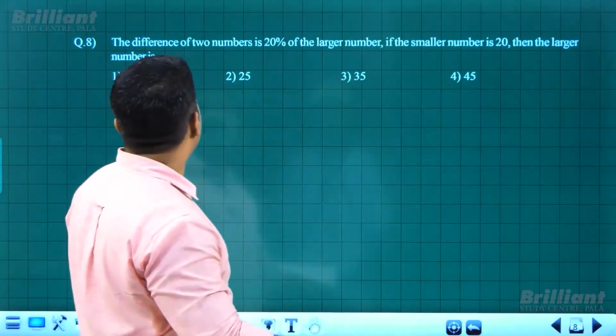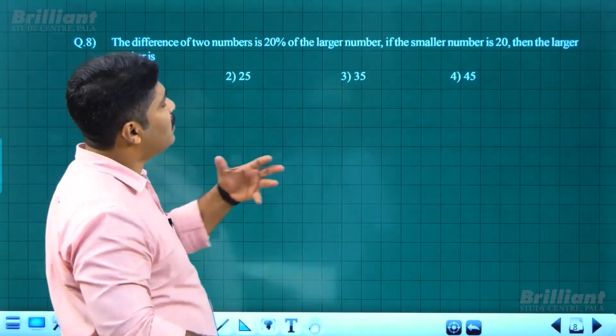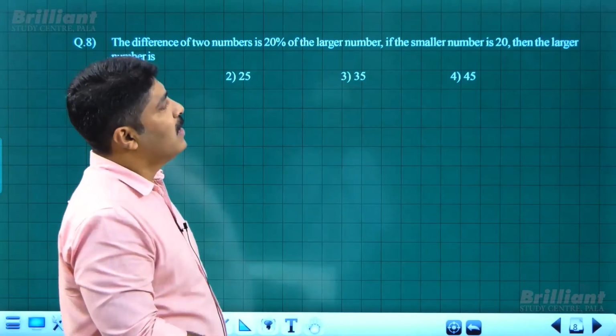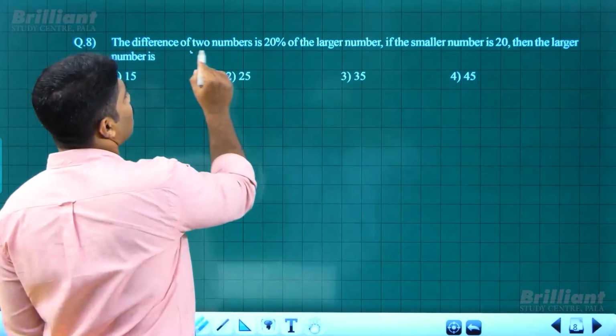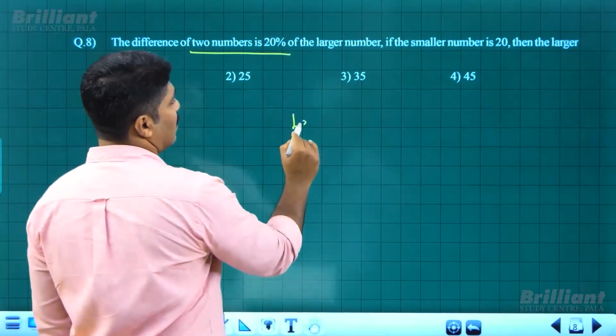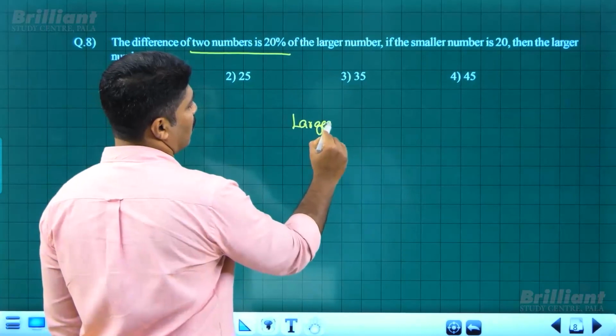And the next question: the difference of two numbers is 20% of the larger number. If the smaller number is 20, then what is the larger number? So the difference of two numbers. Here we just consider larger and smaller.